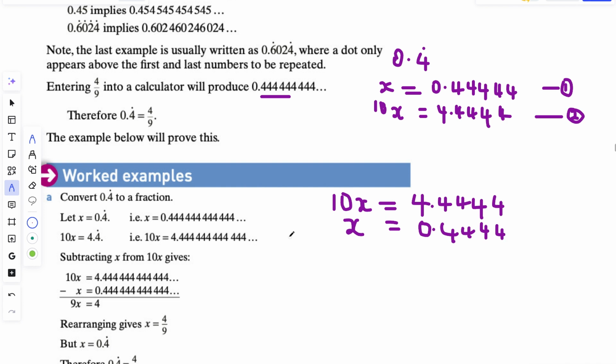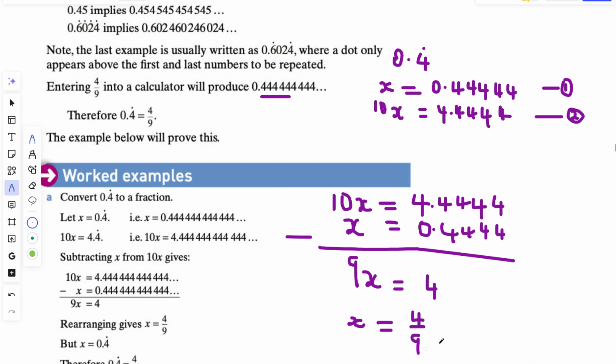So then you say subtract. When you subtract, you get what? On the left, you get 9x, because 10x minus x is 9x, is equal to, if you subtract this, you get 4. Because these 4s eliminate themselves. 4 minus 0 will be 4. So then you now make x the subject, because that's the fraction you want to make. It becomes 4 over 9. Divide both sides by 9, that's the meaning. You get 4 over 9. Okay, so this is the fraction.